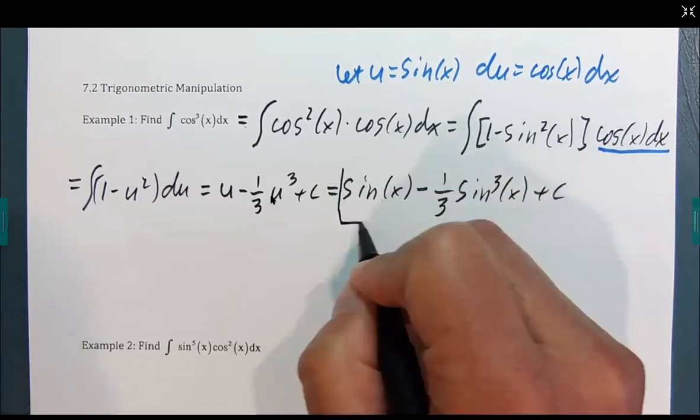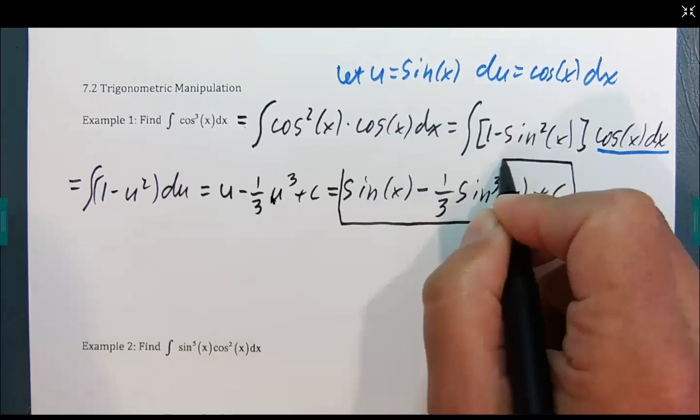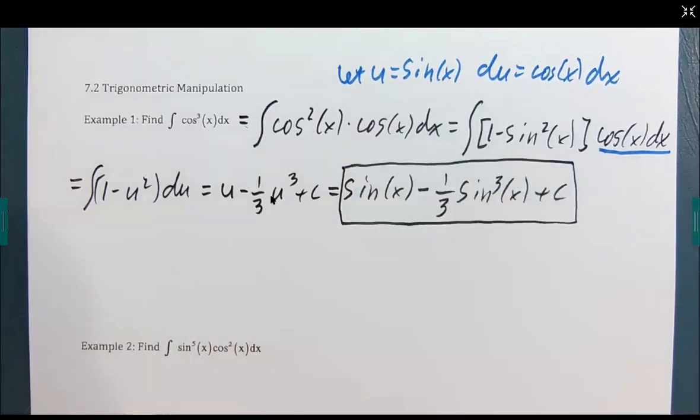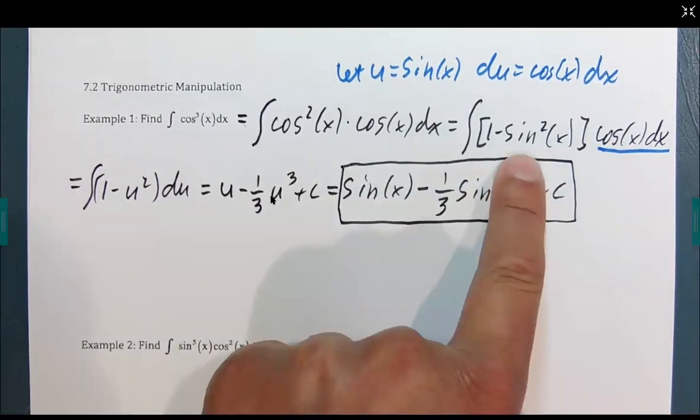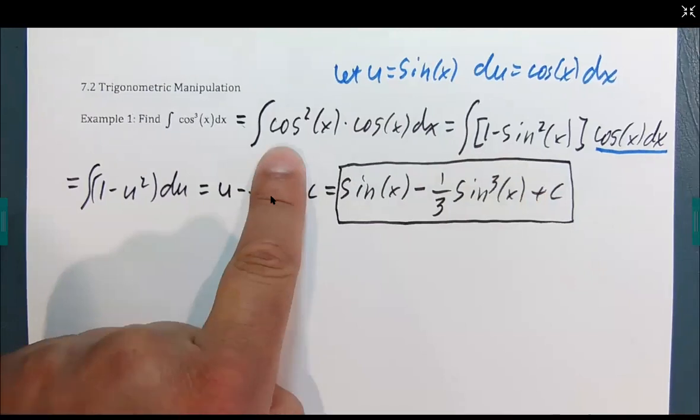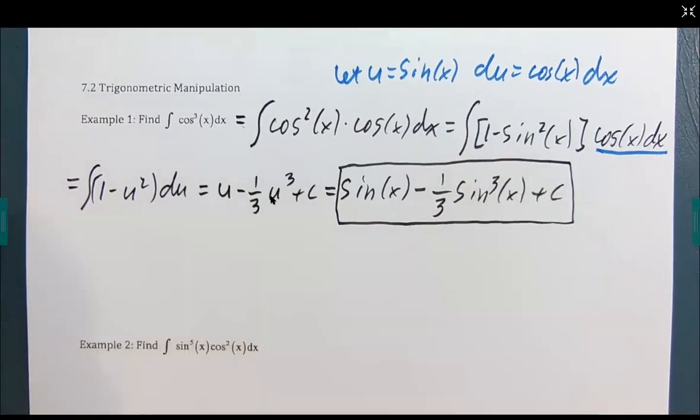For our final answer. So again, we used a Pythagorean identity. This is the sine squared x plus cosine squared x, and I just got cosine squared x by itself by subtracting the sine squared x. So not too bad. Now this is going to get pretty darn complicated here in just a minute.